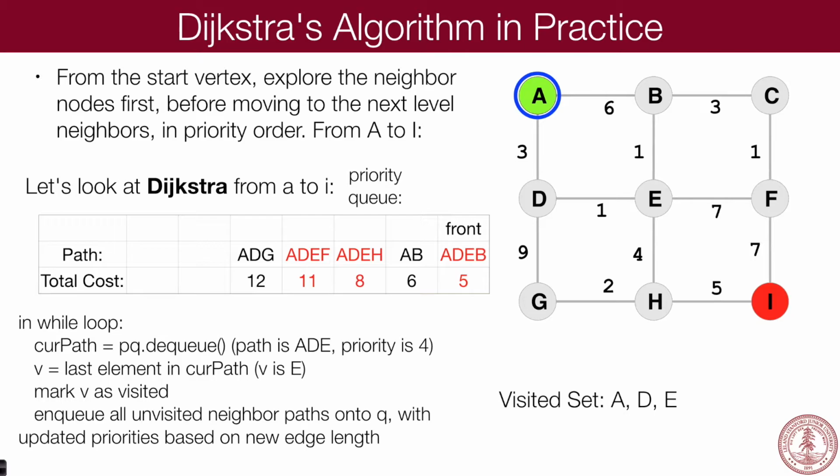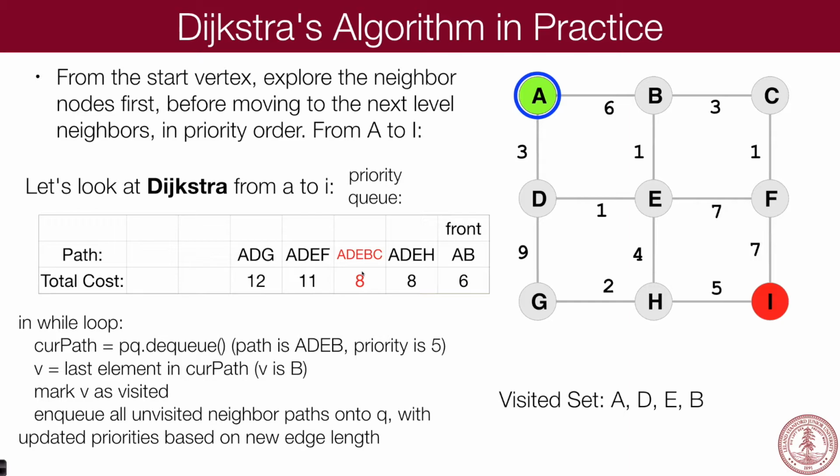Well, which one comes out next? It's got to be ADEB because it's got the best priority. ADEB comes out with a priority of 5, and therefore the last element is B. And for ADEB, the next one we put in is C. And C hasn't been visited yet, so we can put C in as ADEBC with a priority of 5 plus 3, which is 8, and that goes in there.